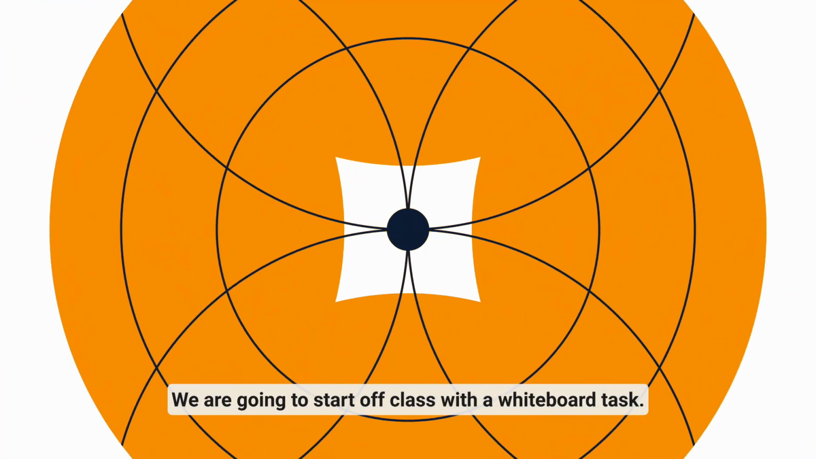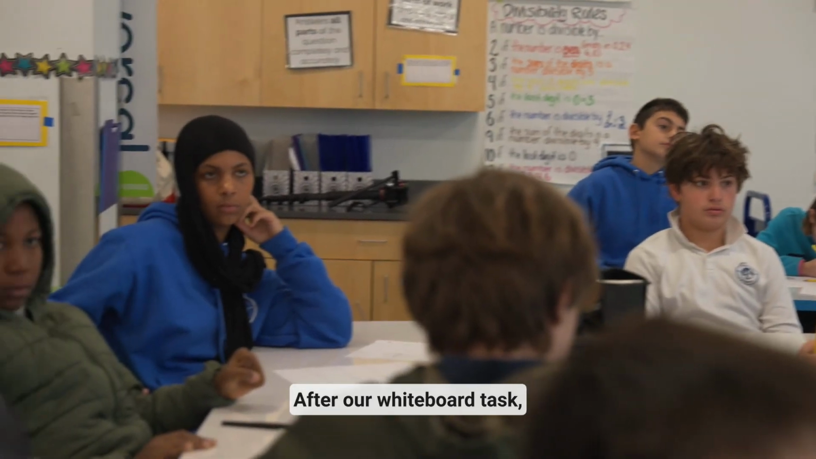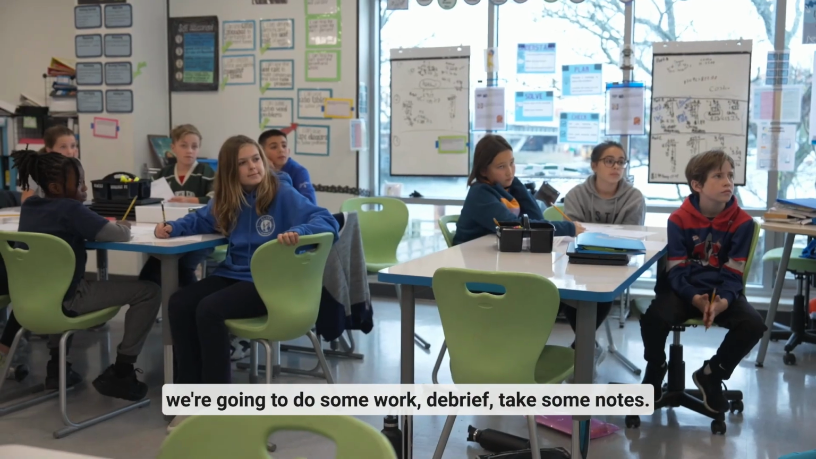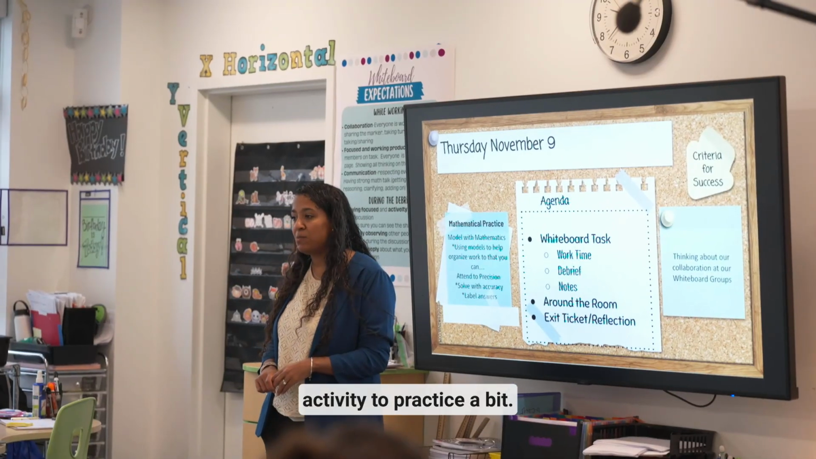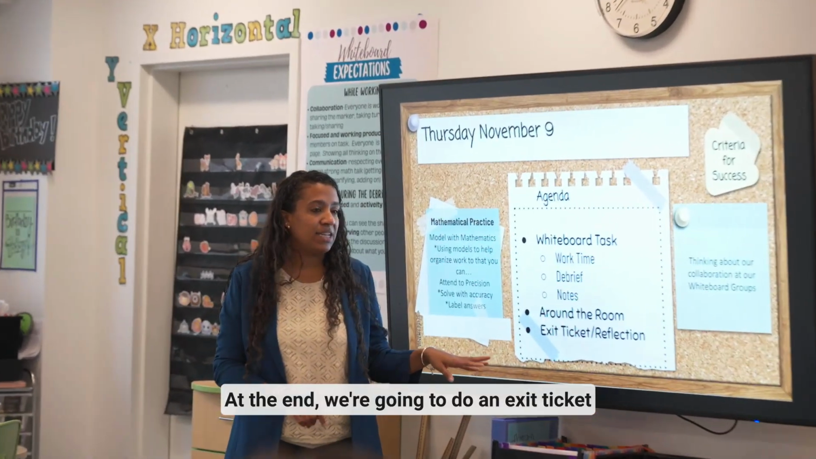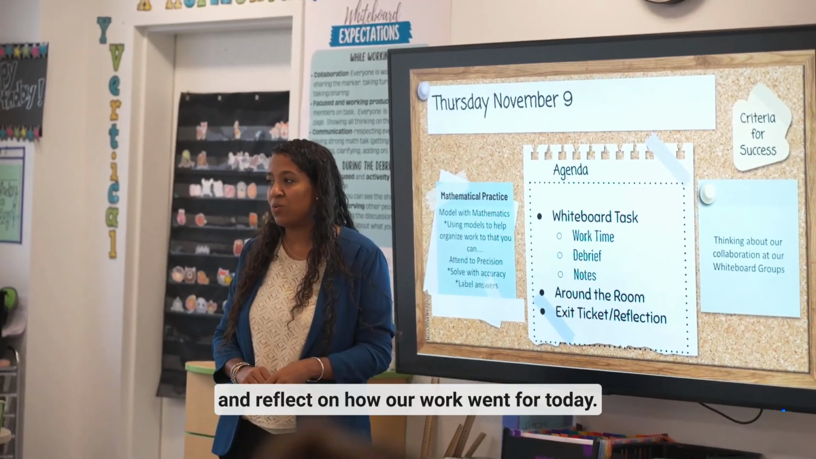We are going to start off class with a whiteboard task. After our whiteboard task, we're going to do some work, debrief, take some notes. Then we're going to do an around-the-room activity to practice a bit. At the end, we're going to do an exit ticket and reflect on how our work went for today.